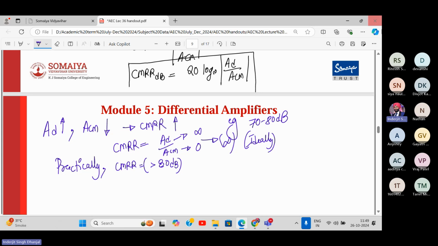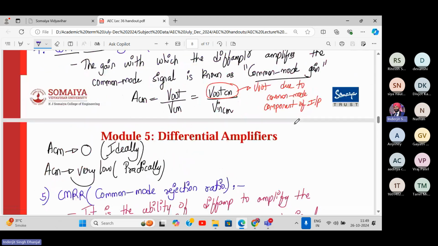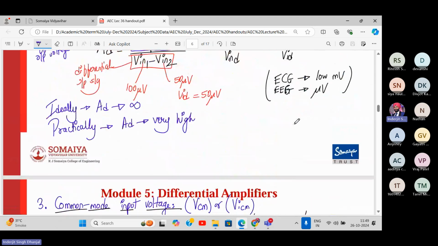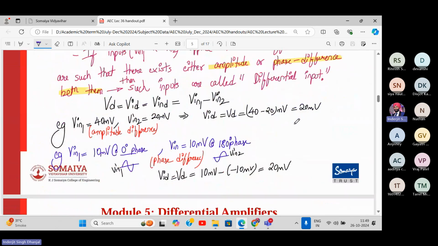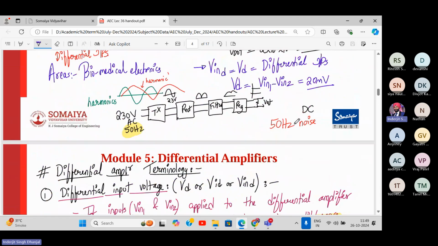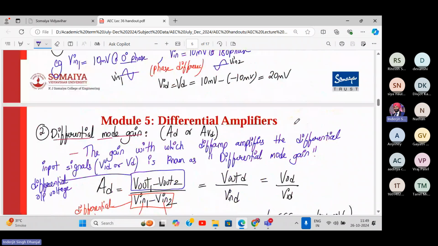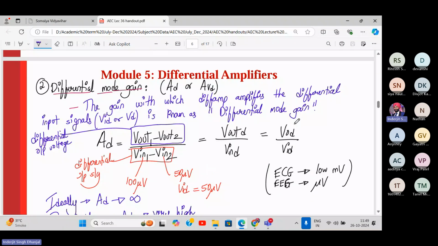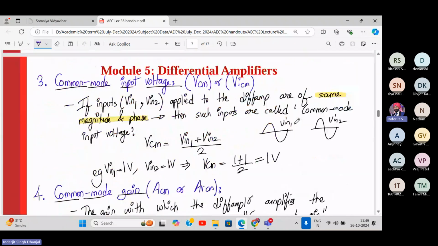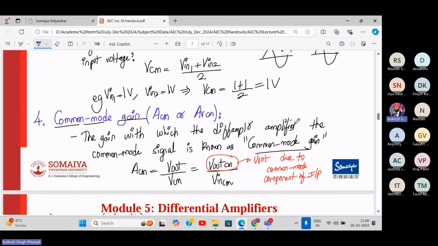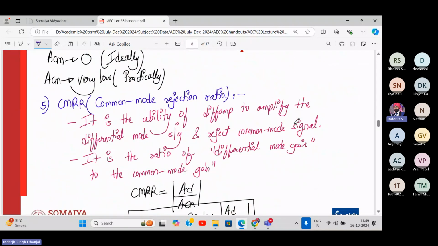All right. Understood what is CMRR? Sometimes they can frame a question like this: with respect to differential amplifier, explain the functioning of a differential amplifier, then explain what you mean by differential input voltage, common mode voltage, differential signal, and common mode input voltage, or even what is CMRR, and explain its significance.